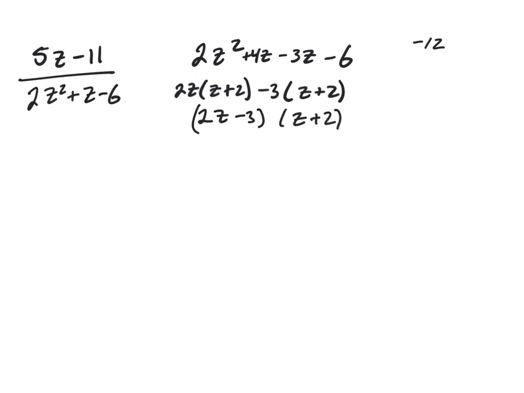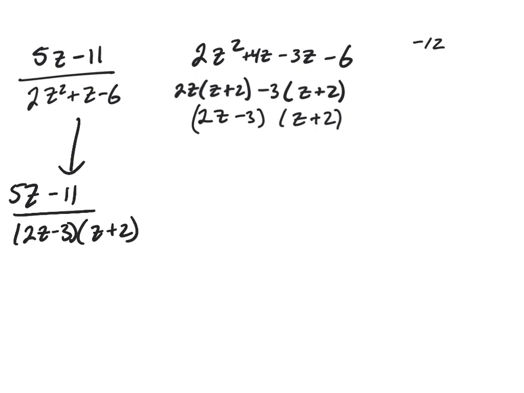So we'll go ahead and rewrite this guy. 5z minus 11 over... nope, we factored it for a reason. 2z minus 3, z plus 2. Okay, so we're all factored. Once we're all factored, we can move on and start writing some partial fractions. So we have A over 2z minus 3 plus B over z plus 2.